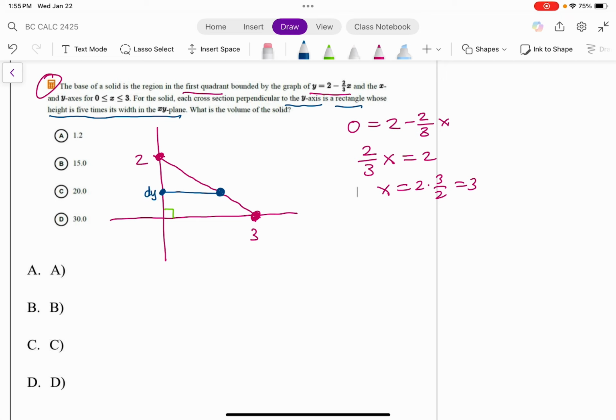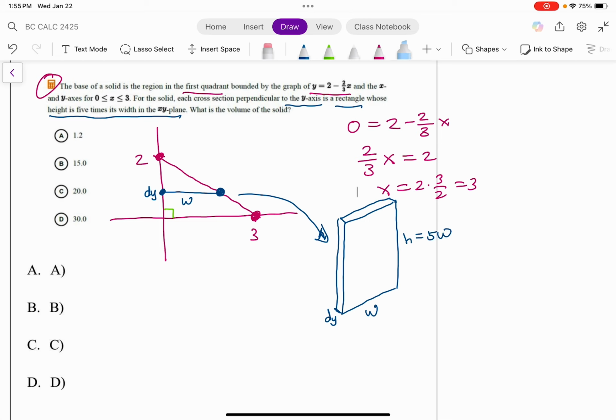The way they described it, each cross-section perpendicular to the y-axis is a rectangle whose height is 5 times its width. So this is its width right here. Let's zoom in on this. What does this rectangle look like? I'm going to give you the three-dimensional drawing, like a diagonal view. It's got a little bit of thickness, our slice here. This little thickness is a change in y. This is our width, and our height here is apparently 5 times the width.